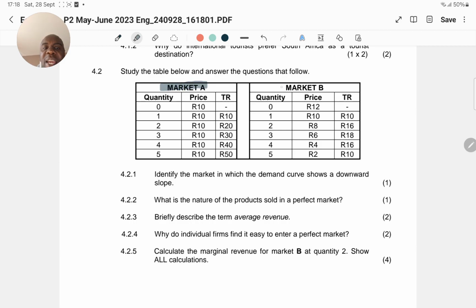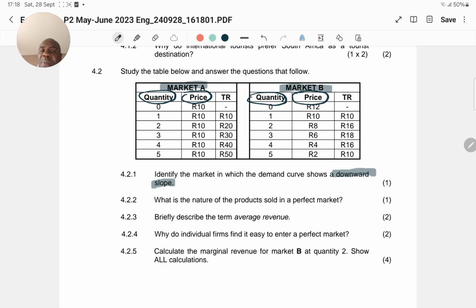You are given market A and market B. 4.2.1. Identify the market in which the demand curve shows a downward slope. So is it market A or market B? What variables do you need to draw a demand curve? You need your quantity as well as your price.